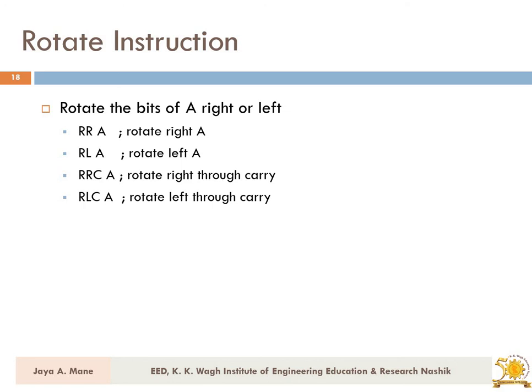And if you have a carry with you, so we do not want to bypass the carry flag, we want to take care of the carry condition. In that case we'll use the instruction rotate right but through carry, so we have the instruction RRC A. Then again you have rotate left the contents of the accumulator but through carry, so you'll use the instruction RLC.